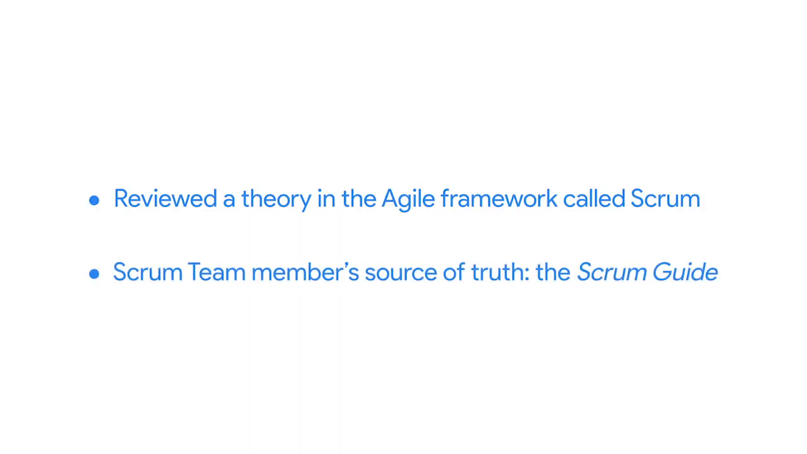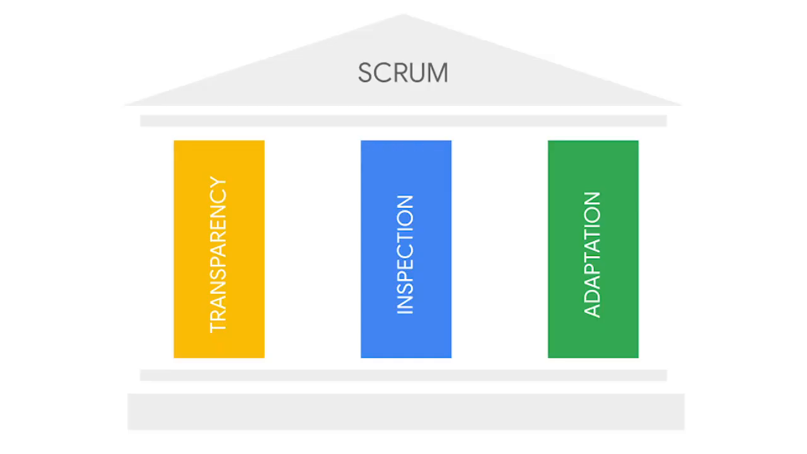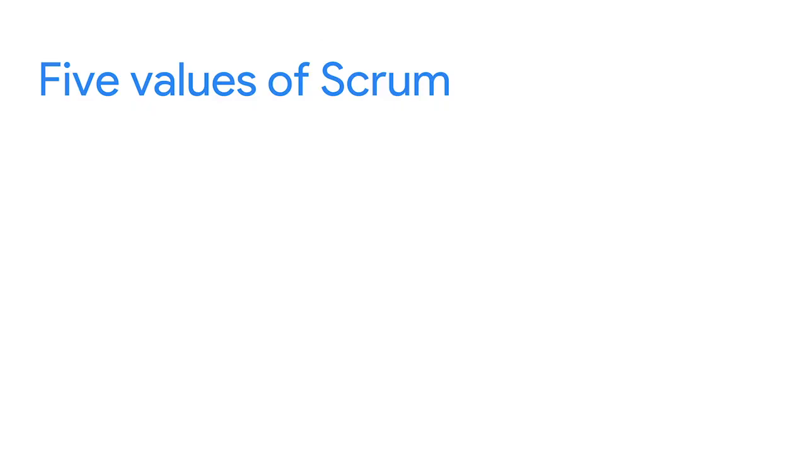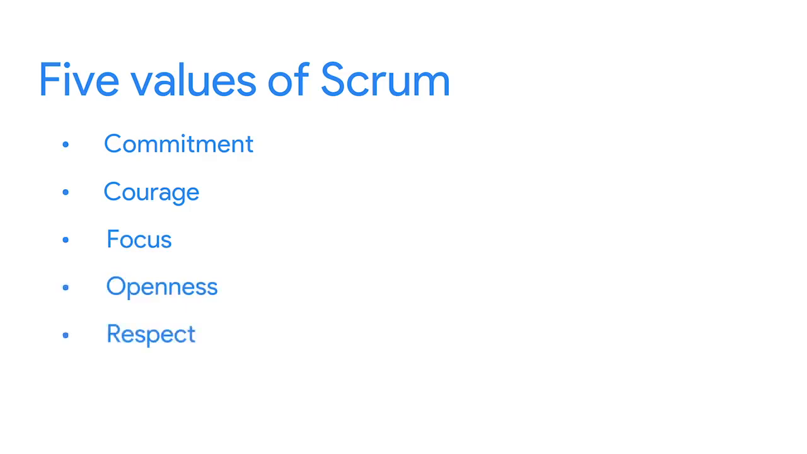I introduced you to every Scrum team member's source of truth, the Scrum Guide, which you can always use as a resource. We discussed the Scrum theory, which has 3 pillars: transparency, inspection, and adaptation. And we explored the 5 Scrum values: commitment, courage, focus, openness, and respect.